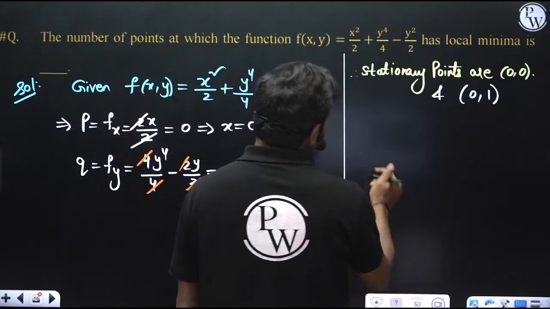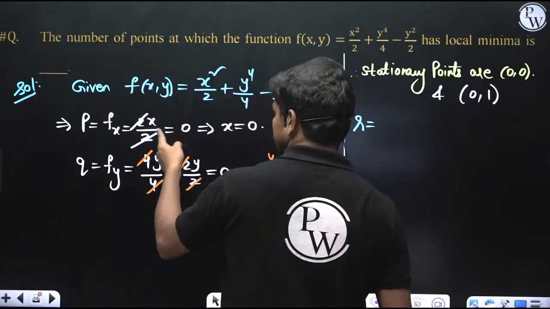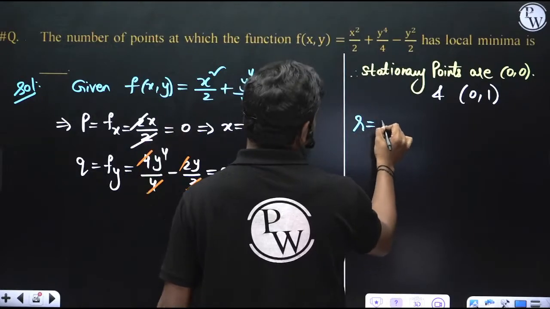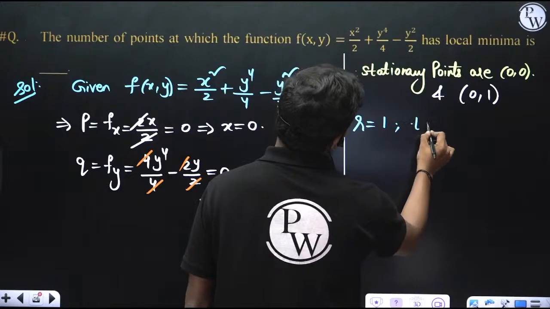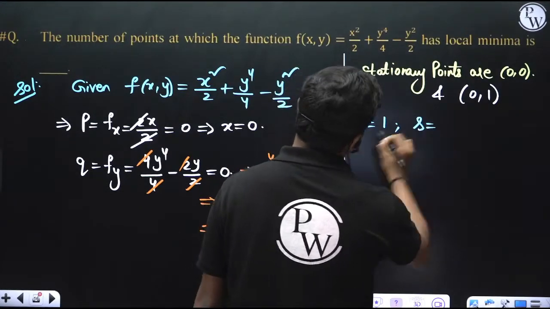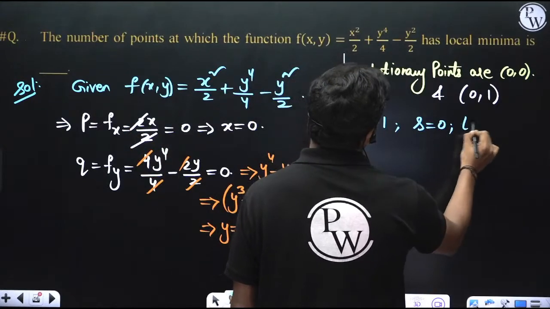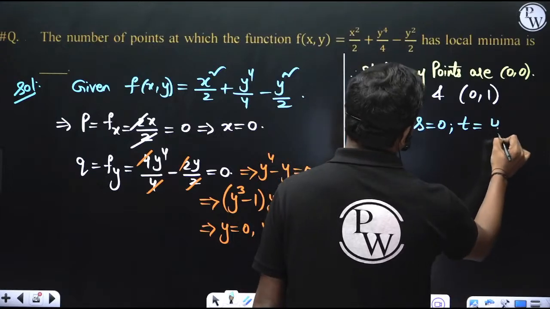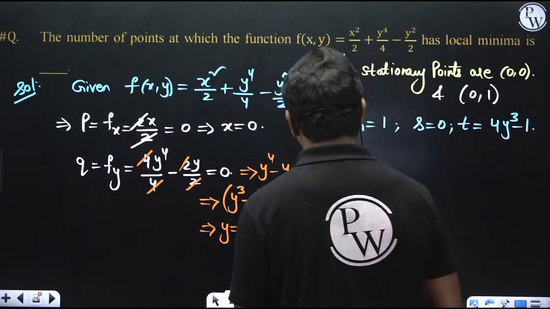Okay, so let's see at r. So what is r? R is the second derivative of this. First derivative is x, so r is equal to 1, of course. Differentiate this x with respect to x once again. So r, s, t. The s value is, differentiate this with respect to y, so it is 0. And what about t? T is, differentiate this with respect to y, gives you 4y cube minus 1. So 4y cube minus 1 is the function.